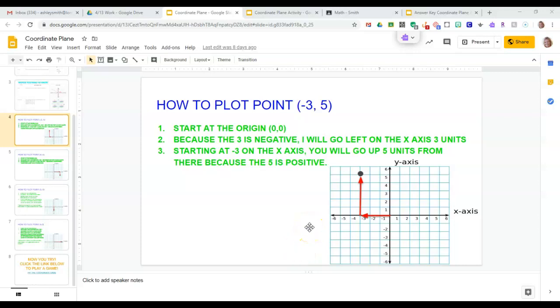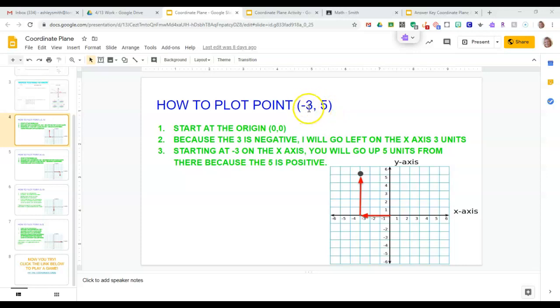Okay, I'm going to go back over these slides and we're going to go back over the coordinate plane assignment just because it's so important that we understand how the coordinate plane works, because it is going to continue over into our next lesson. So we need to just refresh on this. So what we're looking at is we're plotting the point -3, 5.